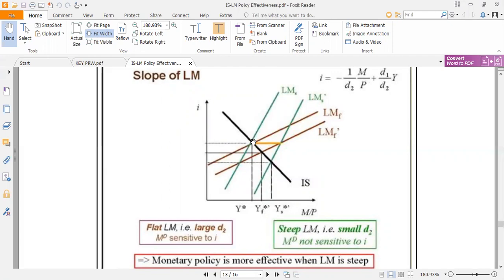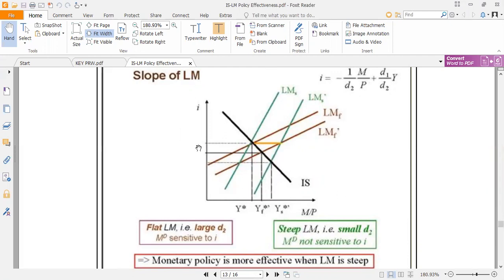So now with an increase in money supply on a steeper one, the LM curve will shift from LMS to LMS prime. So this will be the new equilibrium point. Now on the flatter LM curve, it will shift from LMF to LMF prime, and this is going to be the equilibrium point with income YF star. For the steeper one, the new income level is YS star.